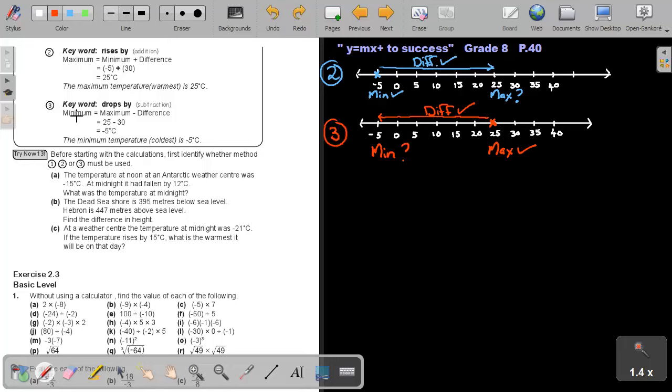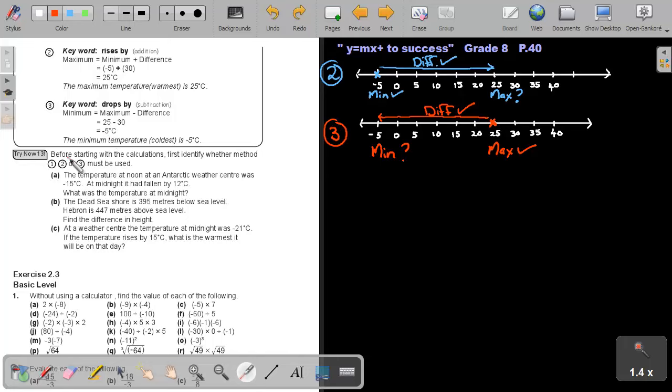So what do I do to find that minimum? I'm just taking that maximum. Look, take that maximum, and the word drops means subtract, and subtract that difference. Now remember, what do I do if the signs are different? I subtract, so 30 minus 25 will be 5. But now, look, remember the number, grab the sign in front of it. So there is standing negative 30, and there is standing positive 25. So basically, I was moving more negative units, so that's why the answer will be negative.